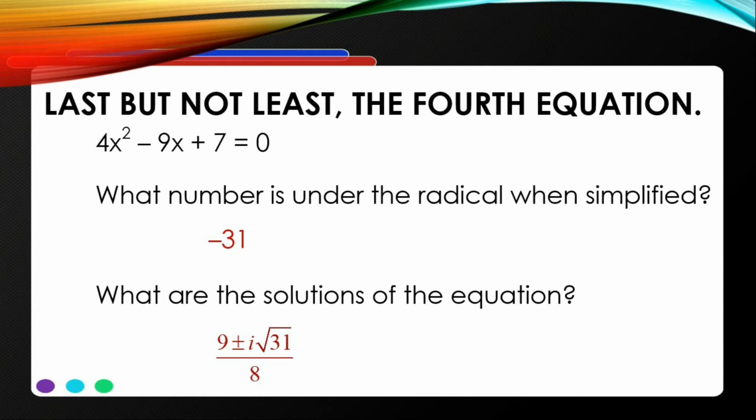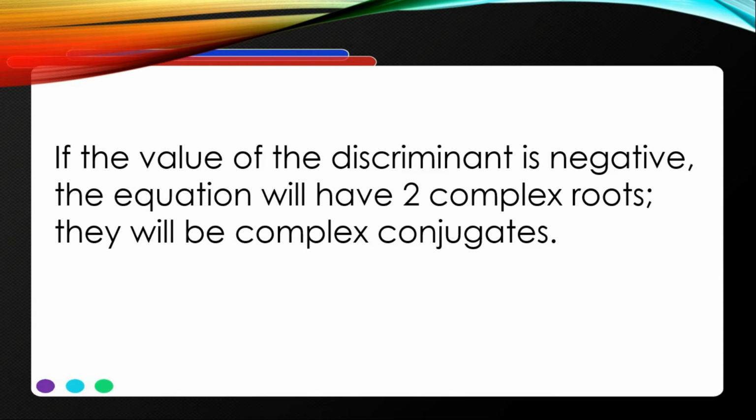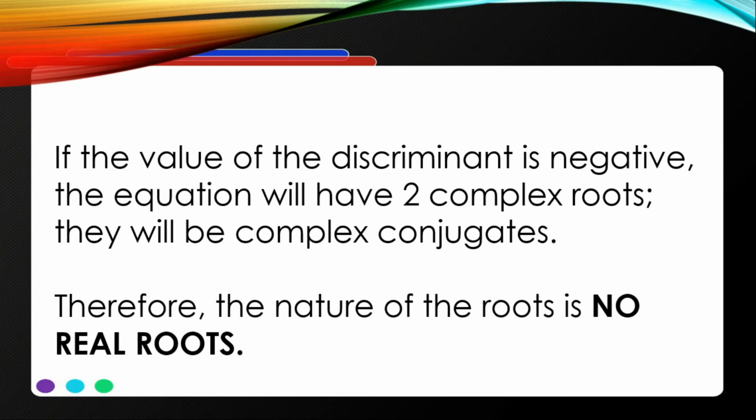So this is a complex number. This is not a real number. So what can we conclude in this scenario? If the value of the discriminant is negative, the equation will have two complex roots. And they will be complex conjugates, meaning it is an opposite expression with an imaginary value and the sign is just different. But to make it easier for you, my math learners, we can just say that the nature of the roots is no real roots.